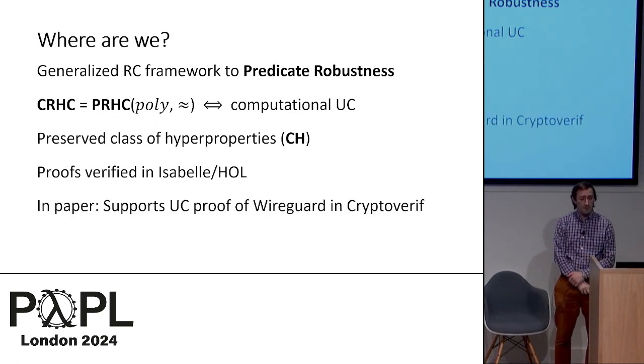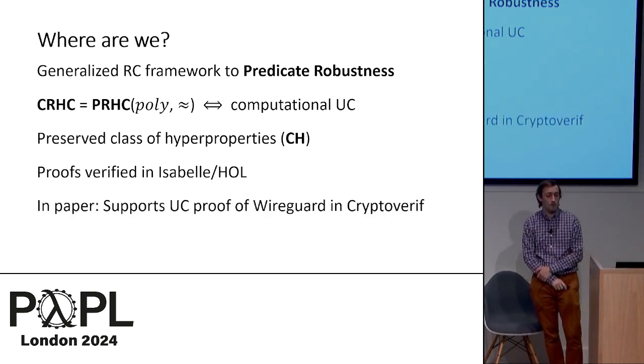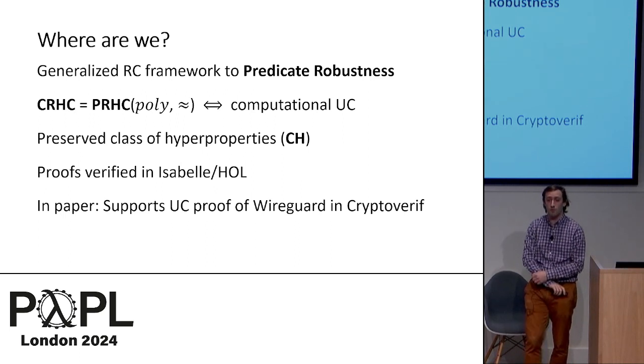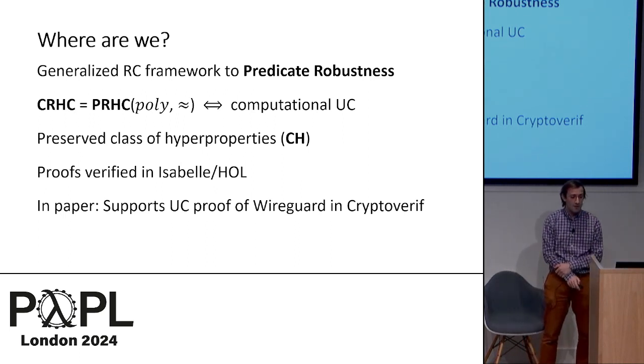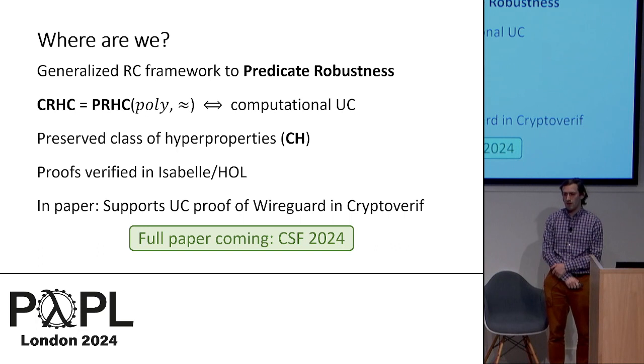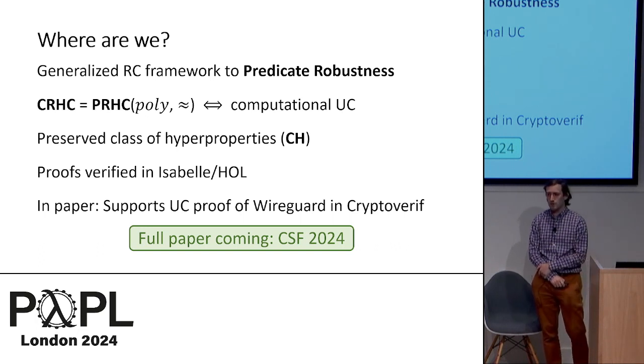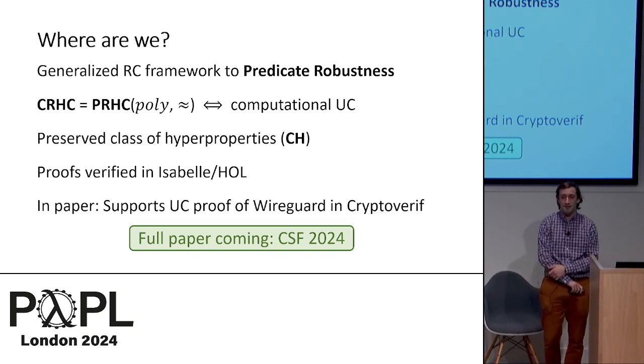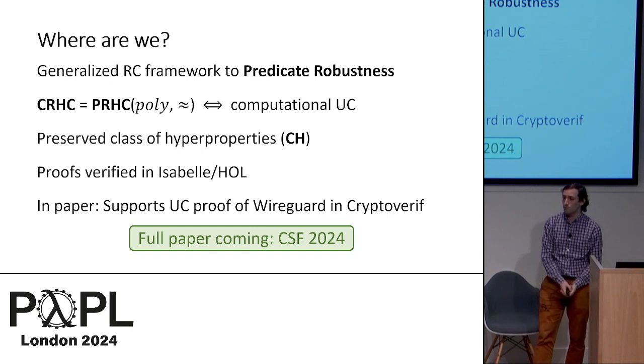There's also in the paper, we use this to support a UC proof of a model of the WireGuard protocol using CryptoVerif. And the full paper for this should be on my website as of a couple hours ago. I should probably check to make sure it deployed properly. And it will be appearing at CSF this upcoming summer. And with that, I would be happy to take questions.